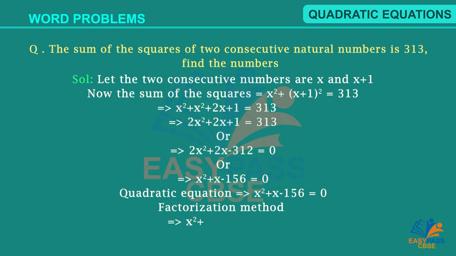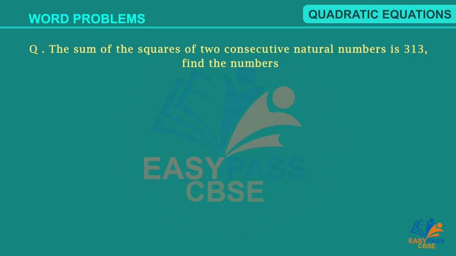Either you can use completing square method, factorization method, or formula method. Now, the best method is splitting the middle term, that means factorization method only. We split x as 13x minus 12x minus 156. If you simplify, you get (x plus 13) times (x minus 12) equal to 0. Either x is equal to 12 or x is equal to minus 13.